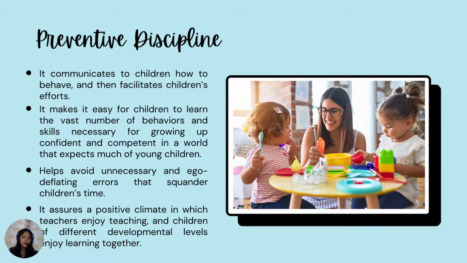So next is preventive discipline. It communicates to children how to behave and then facilitates children's efforts. It makes it easy for children to learn that vast number of behaviors and skills necessary for growing up confident and competent in a world that expects much of young children. It helps avoid unnecessary and ego-deflating errors that squander children's time. It ensures a positive climate in which teachers enjoy teaching and children of different developmental levels enjoy learning together.